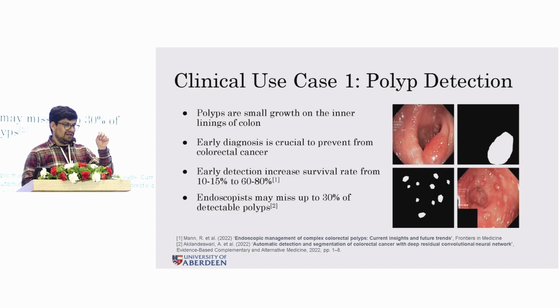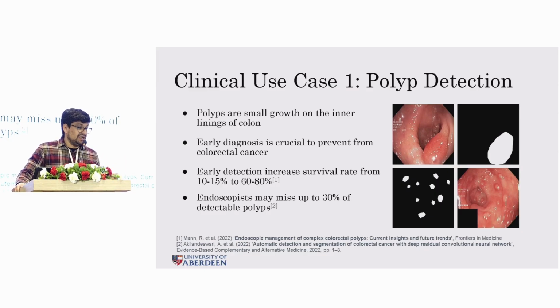Polyps are small growths on the wall of the intestine and colon, right? Early detection of colon polyps can be very crucial to prevent colorectal cancer. For example, studies have shown that early detection increases the survival rate from 10 to 15% to 60 to 80%. So if we can detect it early, we can save the life of a patient.